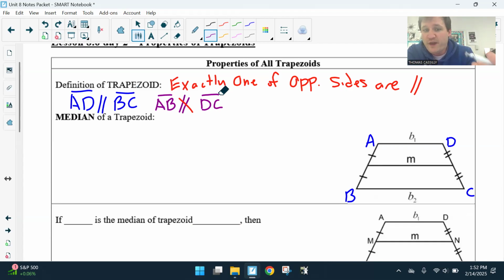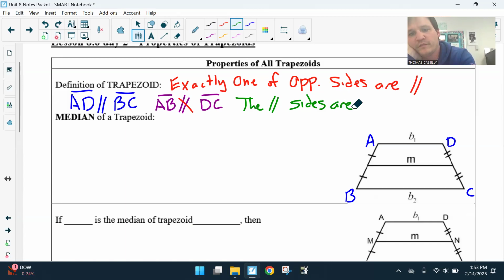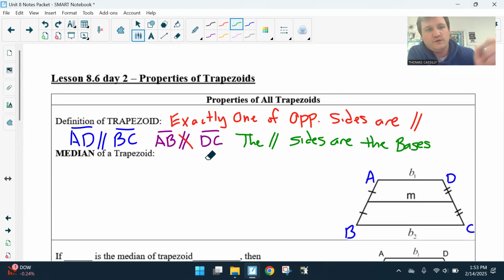All right, now those parallel sides are what we call the bases. So those parallel sides we're going to call base one and base two. I'll make a note of that. The parallel sides are the bases. It does not matter which one you call B1 and which one you call B2. I just said the top one I'm going to call base one and the bottom one base two. And then one more thing I do want to mention here is I'm going to put this up top, maybe a little star here.